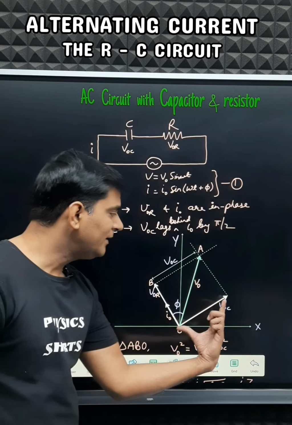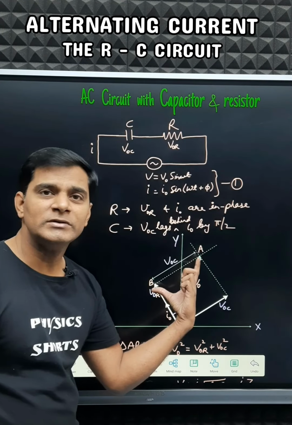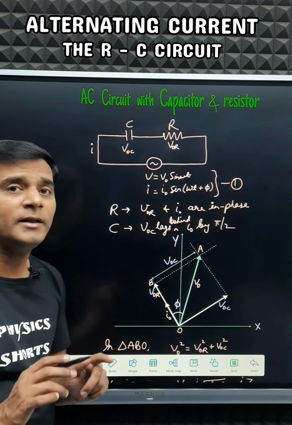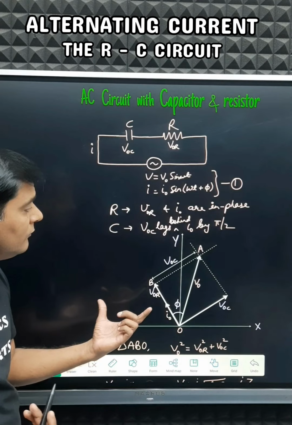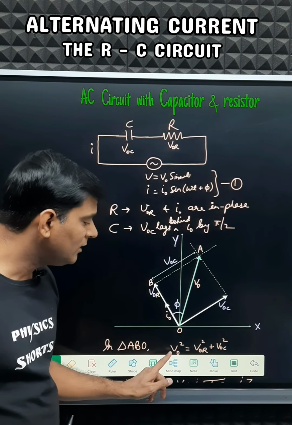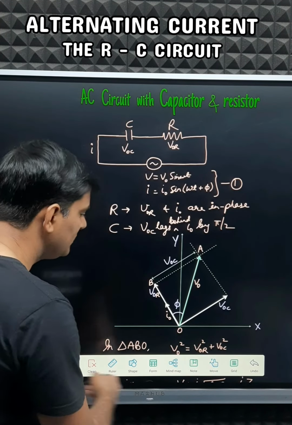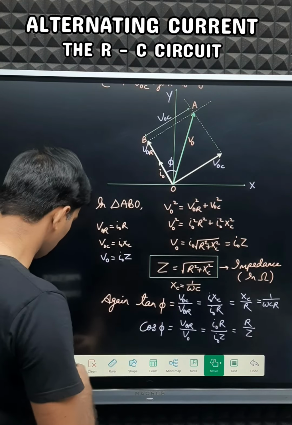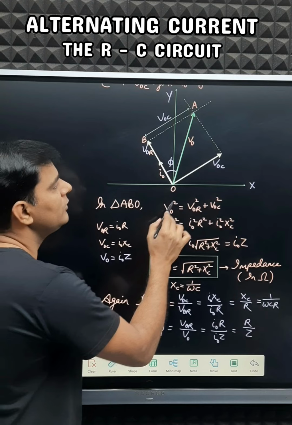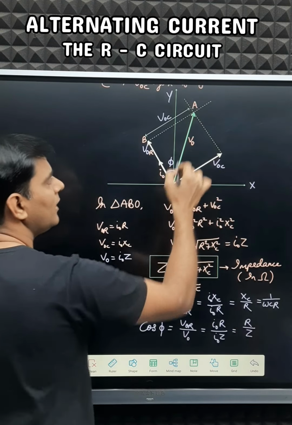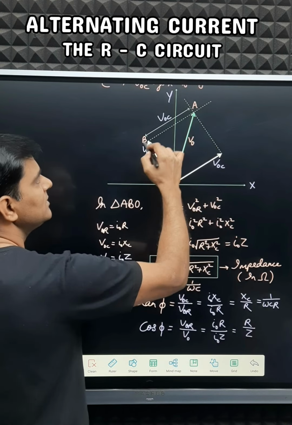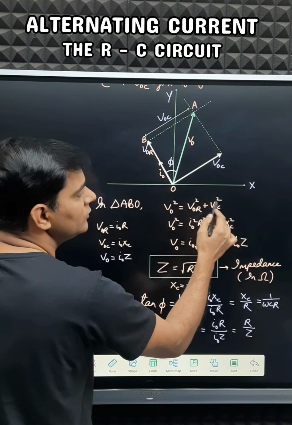Now this side is V0C, so this will also be V0C, and in this right angle triangle OAB, when we apply the Pythagoras theorem, we can relate the voltages by the equation V0² = V0R² + V0C². Clear? So in this case, V0², which is the resultant or hypotenuse, equals the base squared, V0R², plus the perpendicular squared, V0C².